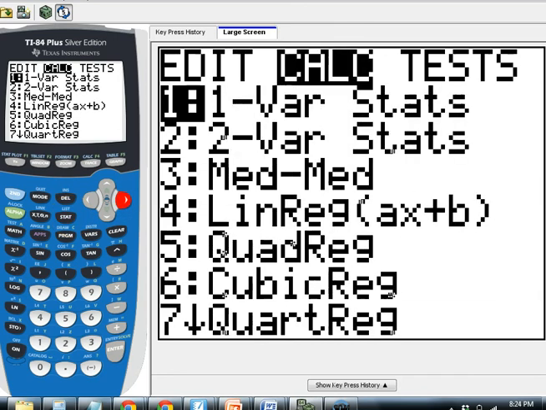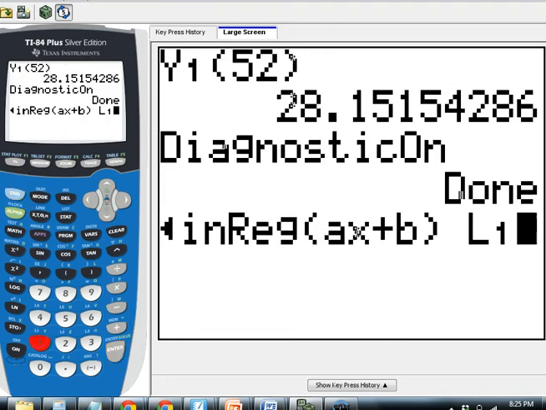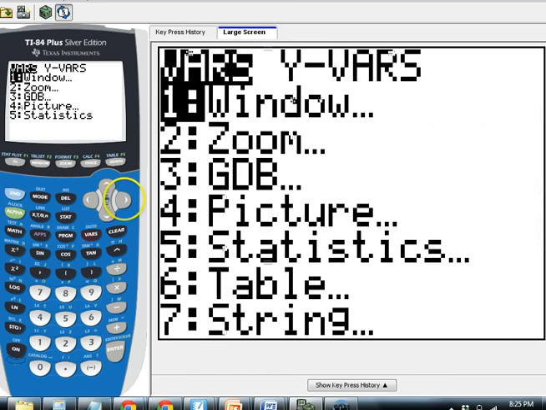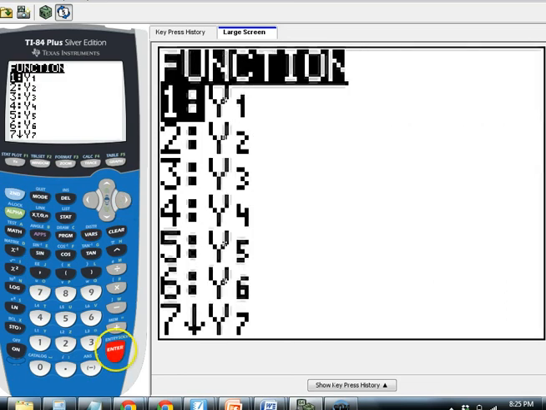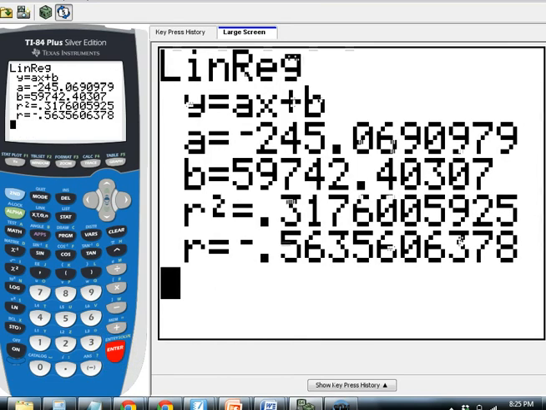Going back to where I was, we'll select number 4 from the list, and that will do the linear regression. We're going to do the linear regression with list 1 and list 2, and we want to store it in y1, although it's not necessarily that important to store this one. We'll keep it there just in case.